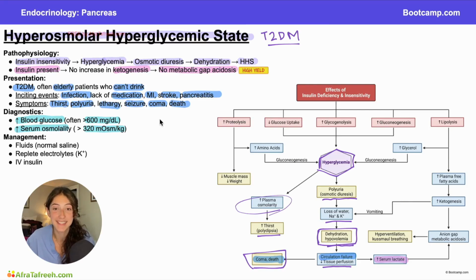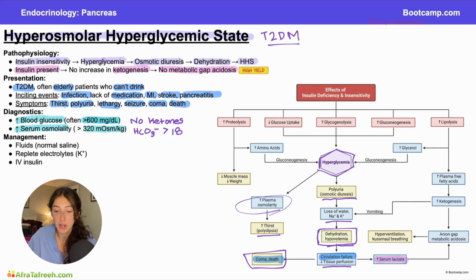But as we just discussed, in DKA, even though you may have an increase in serum osmolality, this increase will likely not exceed 320 milliosmols, whereas in HHS, it is likely to exceed 320 milliosmols, and that lab value is strongly indicative of HHS over DKA. Additionally, some negative findings might help you clarify whether this is HHS or DKA in a board style question.